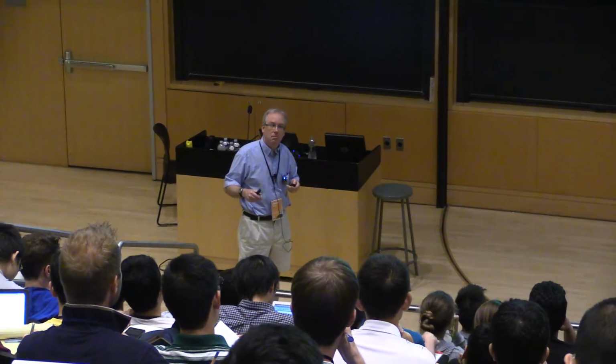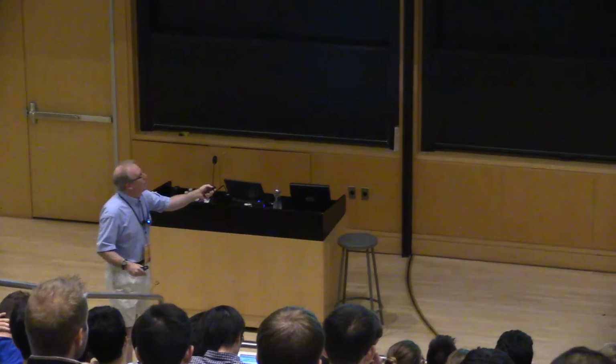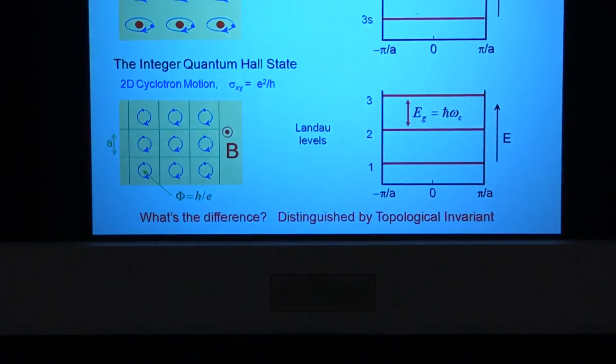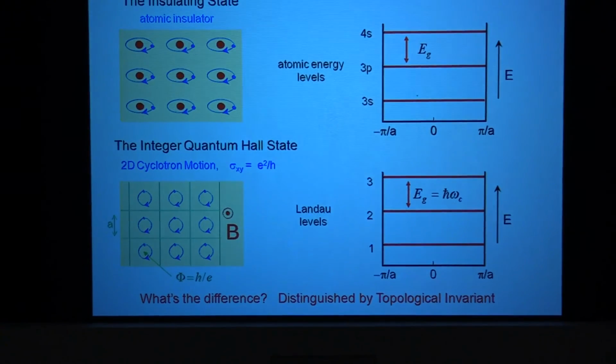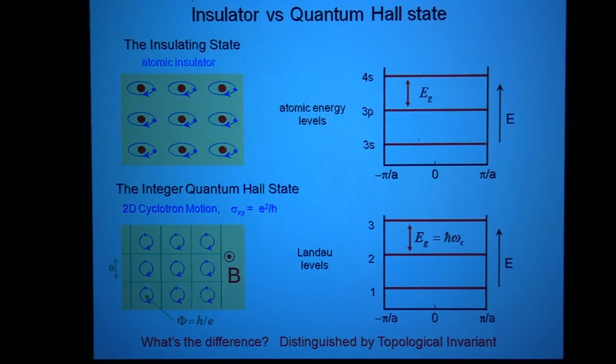Okay, but the point I want to make is that even if you solve these problems quantum mechanically, they look the same. And the point is that they're not the same. If I apply an electric field in the plane of this cyclotron motion problem, then what happens to the cyclotron orbits is that they drift perpendicular to the magnetic field.